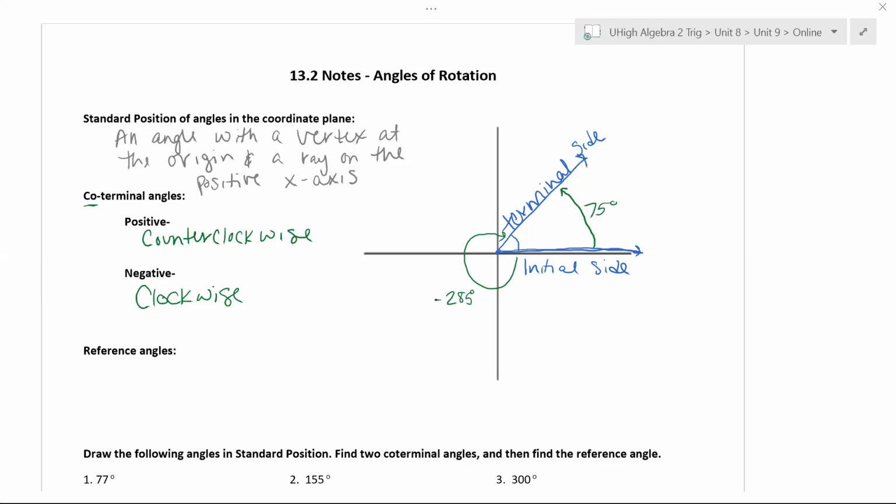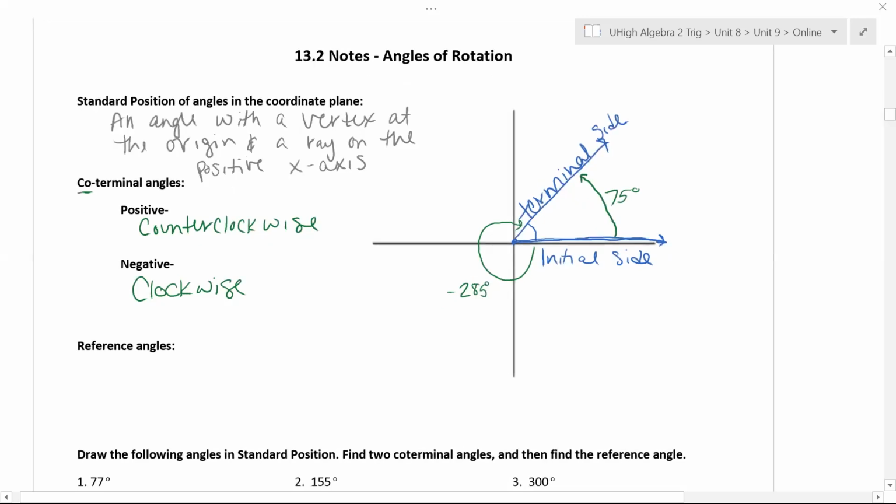So just to kind of define this coterminal angles idea, it's just any two angles with the same terminal side. So since both of these, the 75 and the negative 285, both share a terminal side here, those are going to be two coterminal angles.